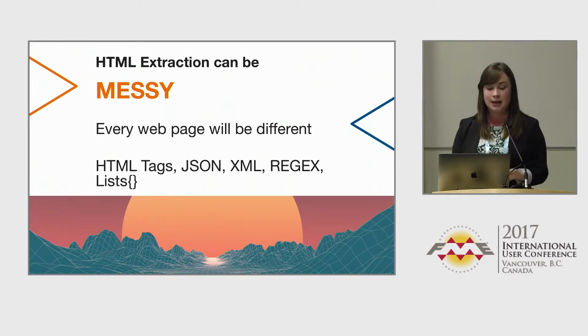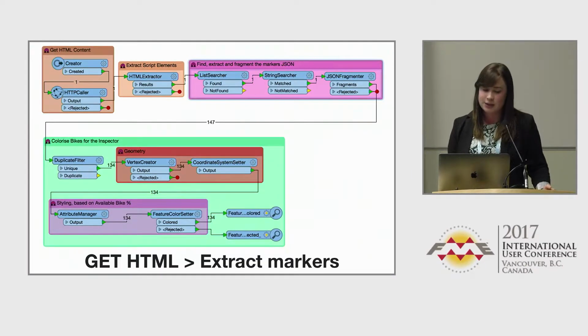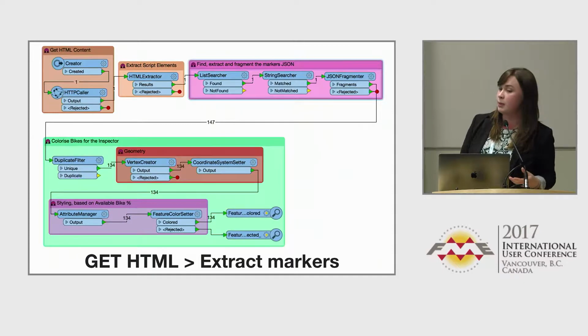You might have XML, and then have to use regular expressions and lists to try and pull all of this out. So I was doing a bit of that here. So this is the workspace that went off to that Moby Bikes website, pulled down all of those markers and had to extract that to turn it into something useful.